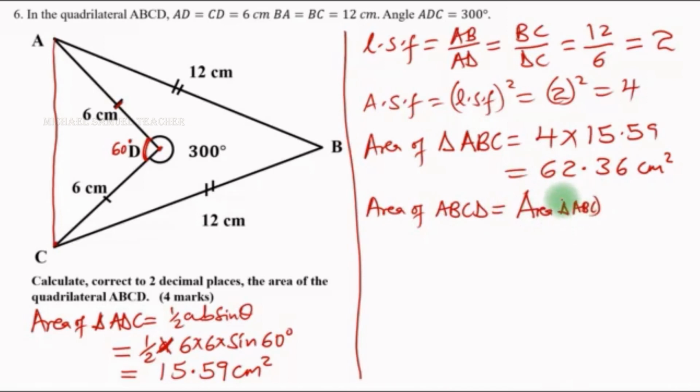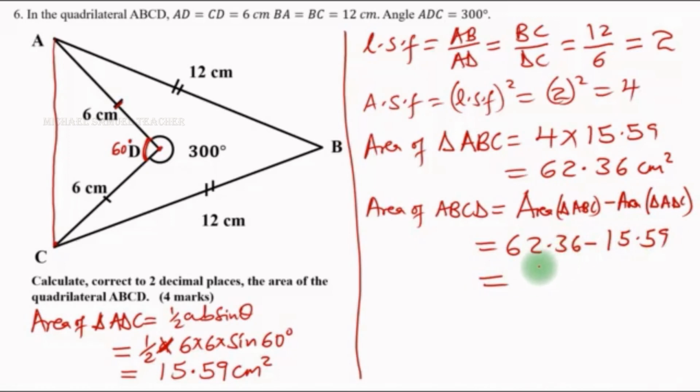Therefore, to get the area of quadrilateral ABCD, it will be the area of triangle ABC minus the area of triangle ADC. So this will be 62.36 minus 15.59. So we get 46.77 centimeter squared. But the question is asking for 2 decimal places, so we leave the answer to 2 decimal places. That's how we get it.